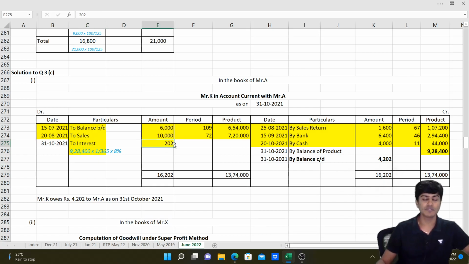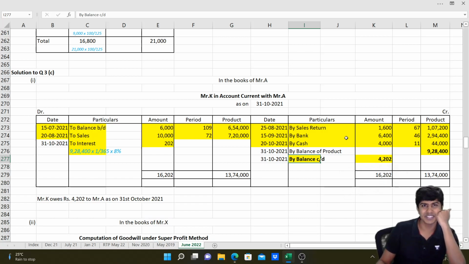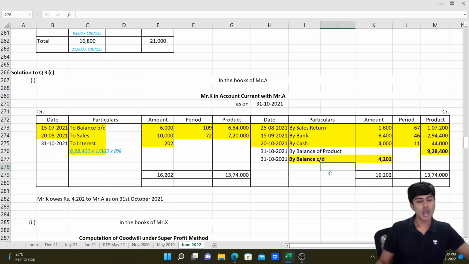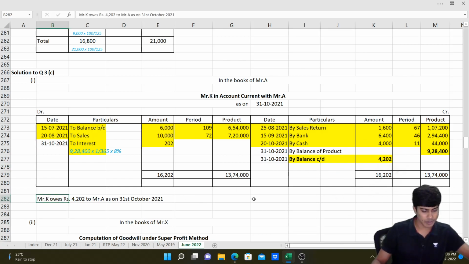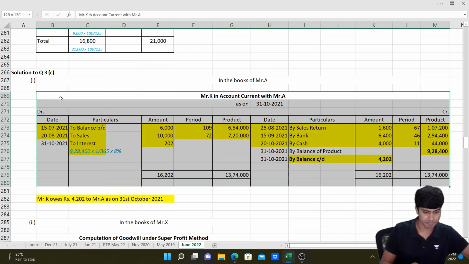After I write the interest of 202 in the amount column, then I'll find my balancing figure in the amount column. That is 4,202. I hope you all understood now as to how we should be doing account current. Yeah, and that's it. Mr. K owes Mr. A rupees 4,202 as on 31st of October 2021. This is the solution to question number 3C.